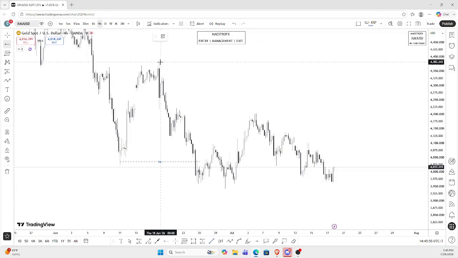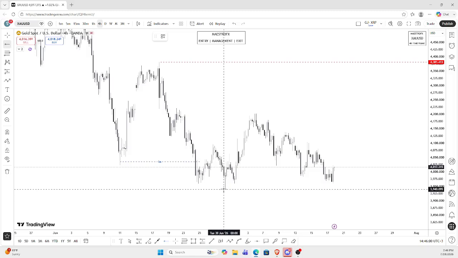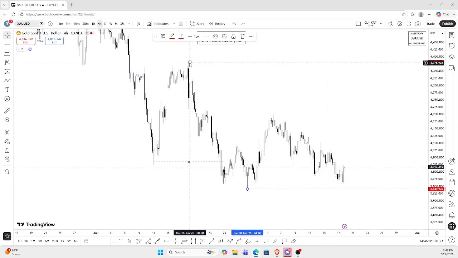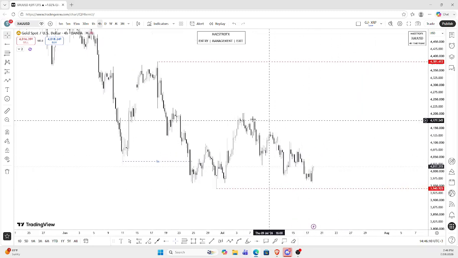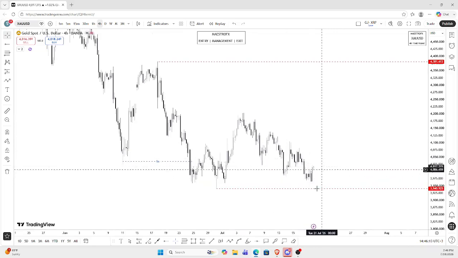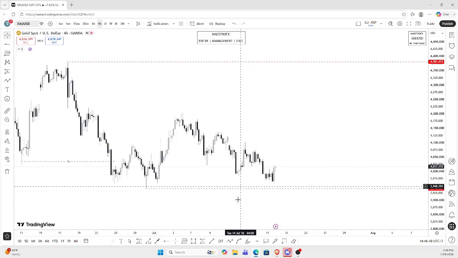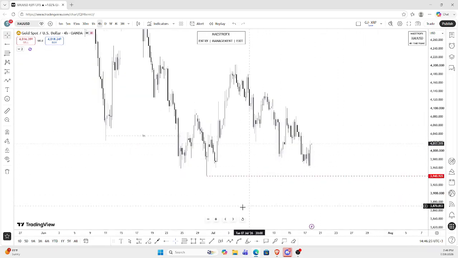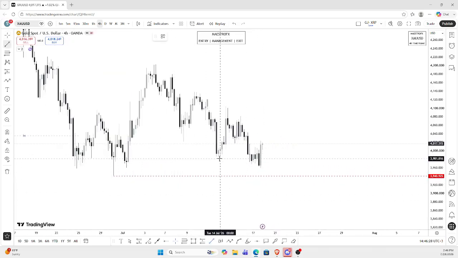So this was our last swing high, and this is our current swing high, and this is our current swing low. And yes, our price has been pushing lower, but we can see that the swing low is still intact, and I'm still very bearish, and we can see that we have an internal break of structure over here.